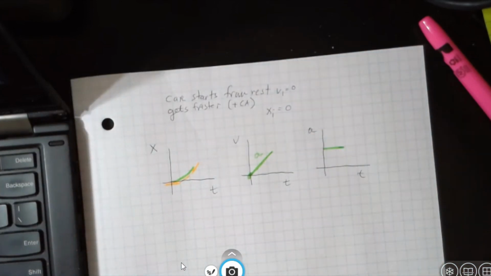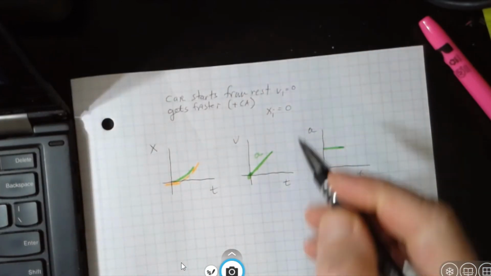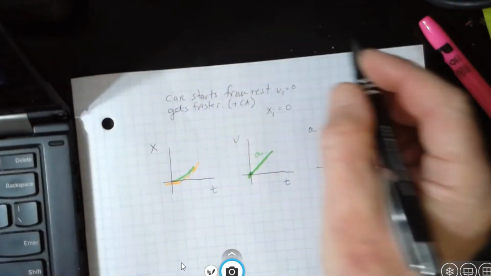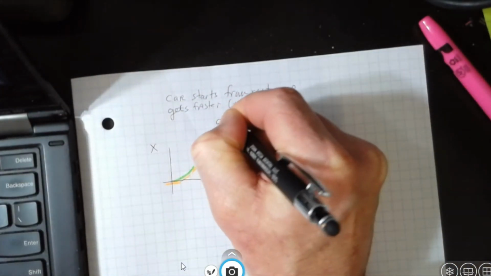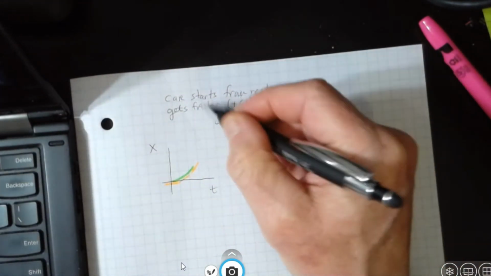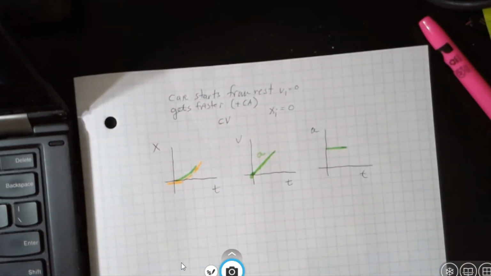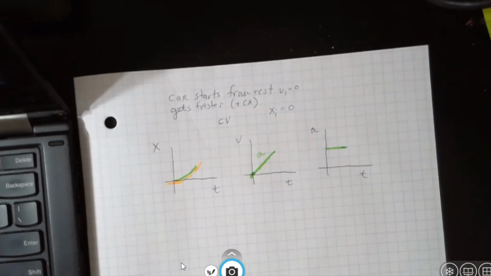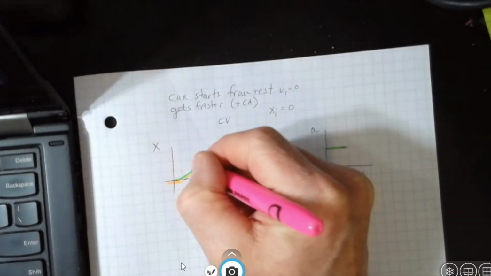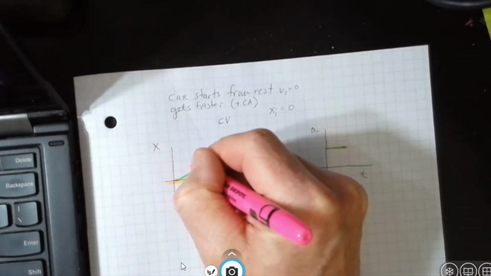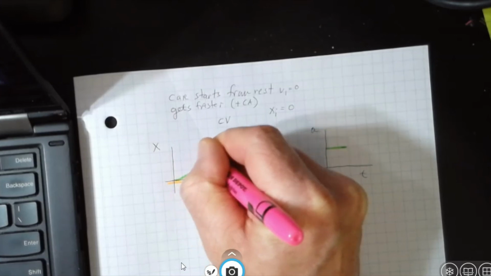And maybe there's some point in time that the driver puts on the cruise control. So then we have our constant velocity. So basically after this happens, we have CV. Well, what would our position time graph look like for CV? Well, for CV we have a diagonal on our position time graph. So we're going to take that last tangent line and we'll just extend it as a diagonal.